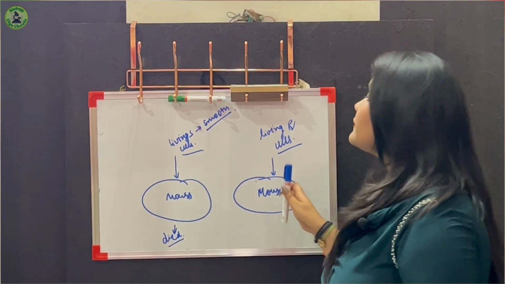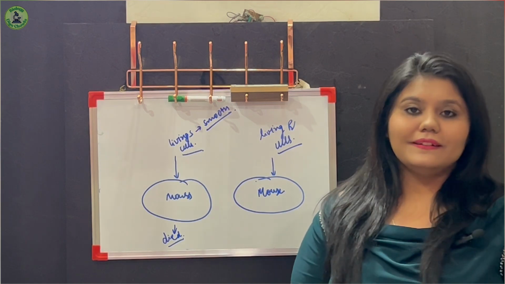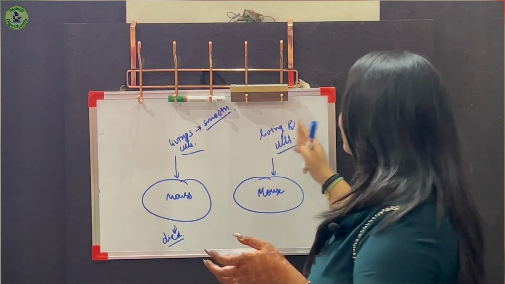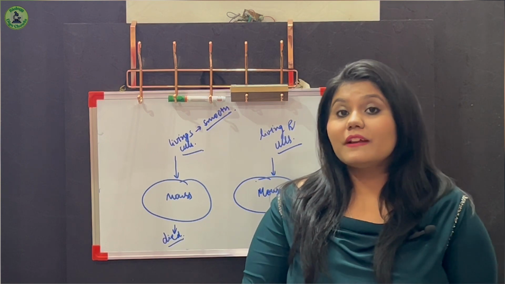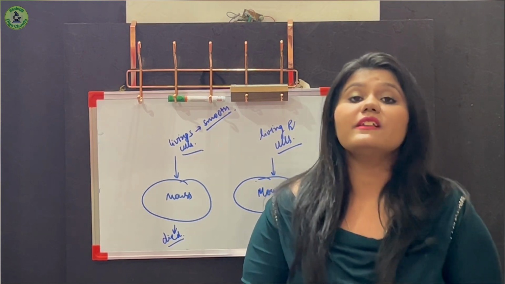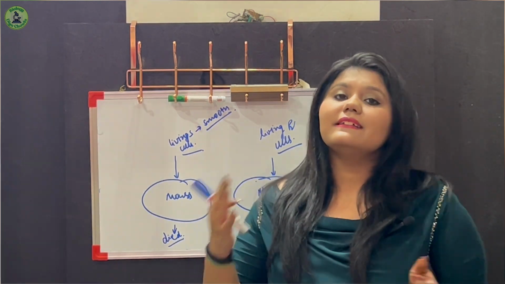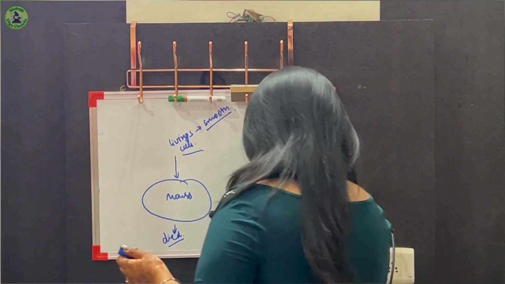When living R cells were injected, what happened to that bacteria then? When the living R cell, the rough strain, was injected, it was actually recognized by the immune system of the mouse, and it was killed, and as a result the mouse lived.